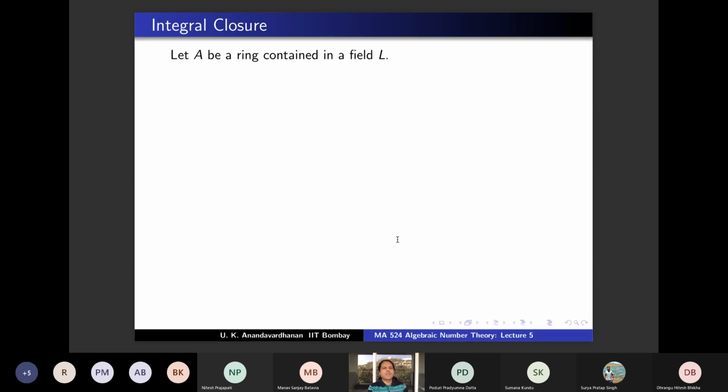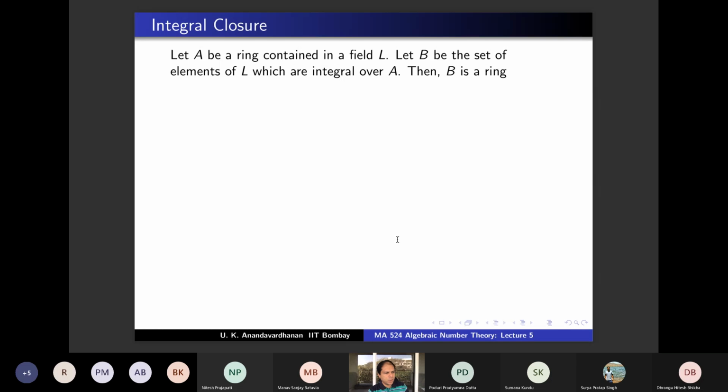Now let's define what is called integral closure. Again, you remember your field theory. Once you define algebraicity and transitivity of algebraic extensions, etc., you have the notion of an algebraic closure. Similarly, you have the notion of integral closure. So A is a ring contained in a field L. Let B be the set of elements of L which are integral over A. Consider this collection. Then the claim is that this collection is actually a ring.